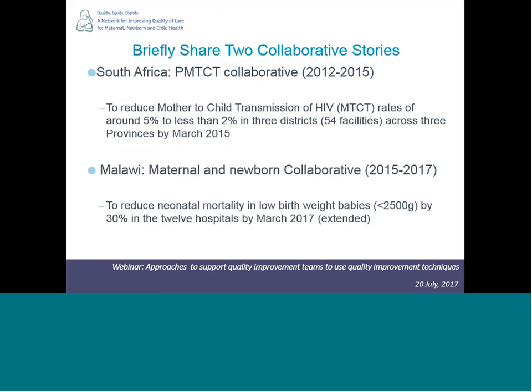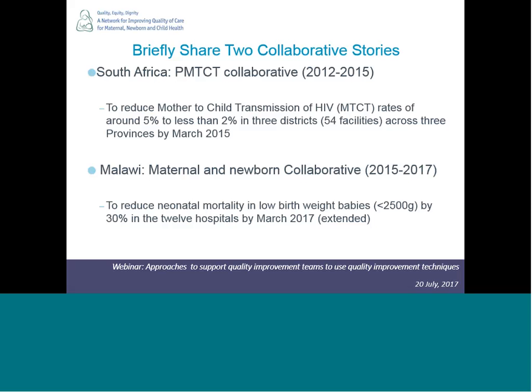So in terms of South Africa, there was a collaboration that we did from 2012 to 2015, which also highlighted some of the areas in our improvement to make sure that we could embed some of the approaches when we did work in Malawi. So in South Africa, they were trying to reduce mother-to-child transmission of HIV rates, which was around 5%, to less than 2% in 3 districts. And remember, the guidelines changed to be talking about elimination. So one organization, South to South, started working this in 54 facilities across 3 provinces. And it started in March 2012, and the end of the project was March 2015.